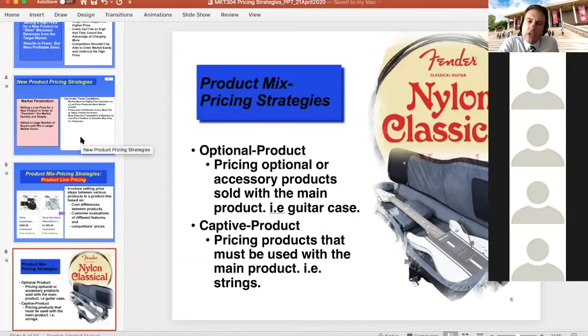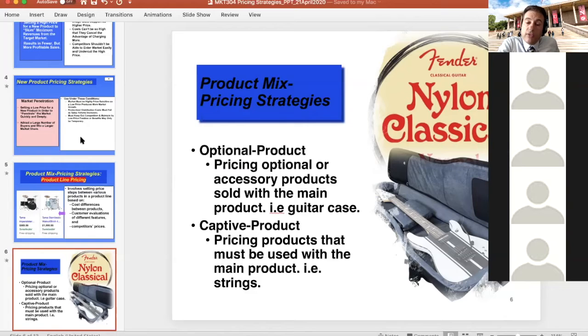So another strategy relating to the product mix pricing is optional product pricing, which means that you make money from everything, but you make a significantly larger amount of money from the accessories, from the options that you sell with the product. So you sell a guitar, for example, and the guitar case is part of your optional product pricing, and you make money out of this.